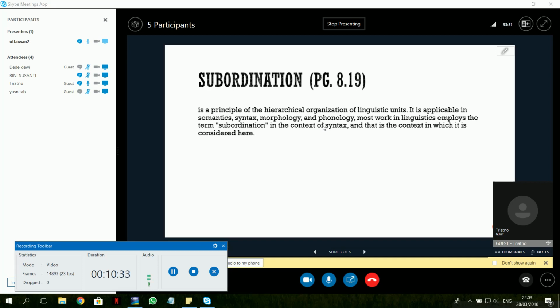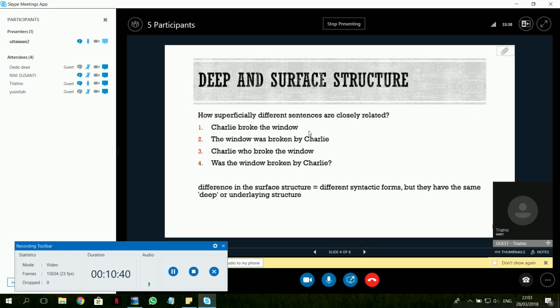Okay, thank you. So these are the topics that we will discuss tonight. In syntax itself, we have two meanings, deep and surface structure. What are they? How superficially different sentences are closely related. What is the meaning of superficial?